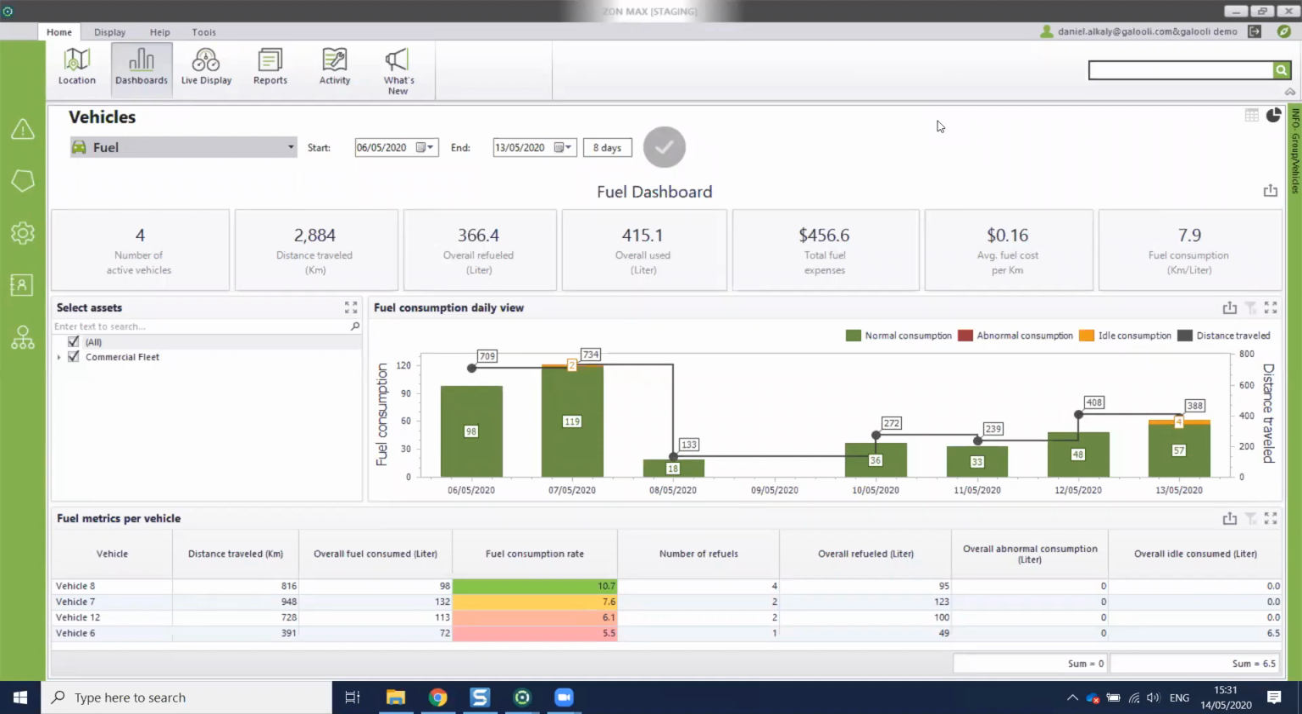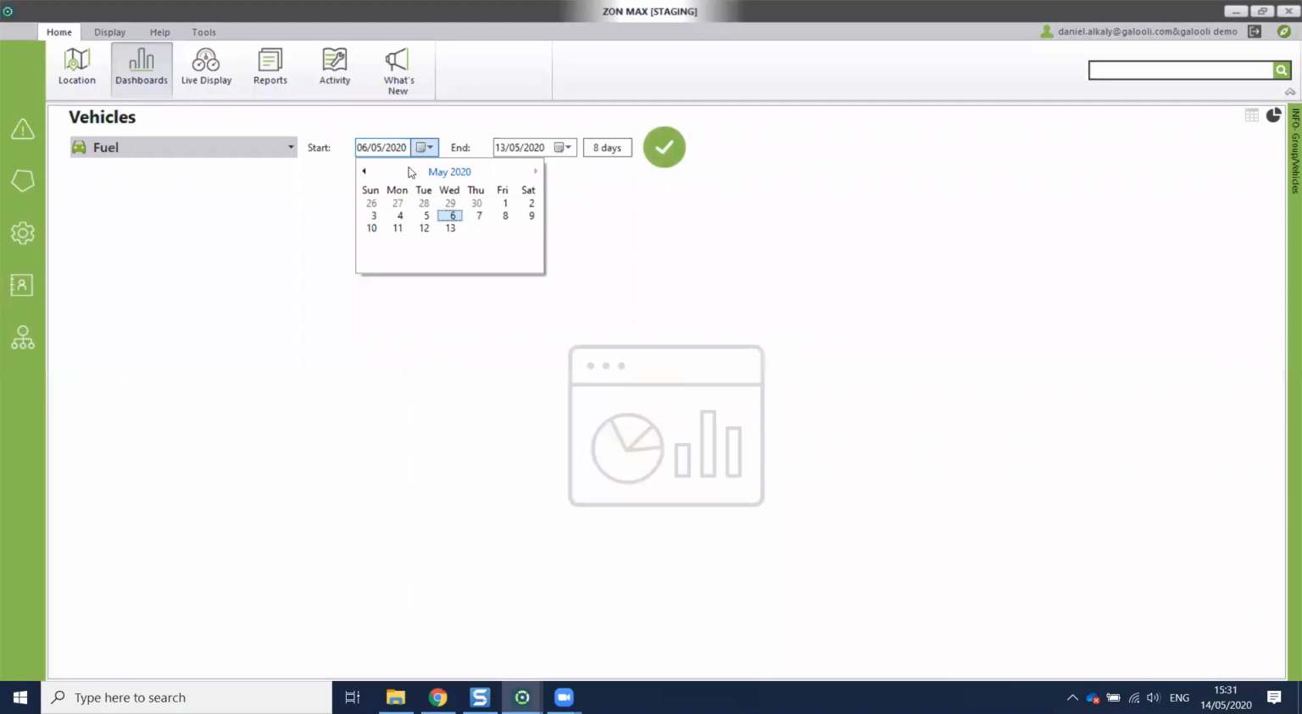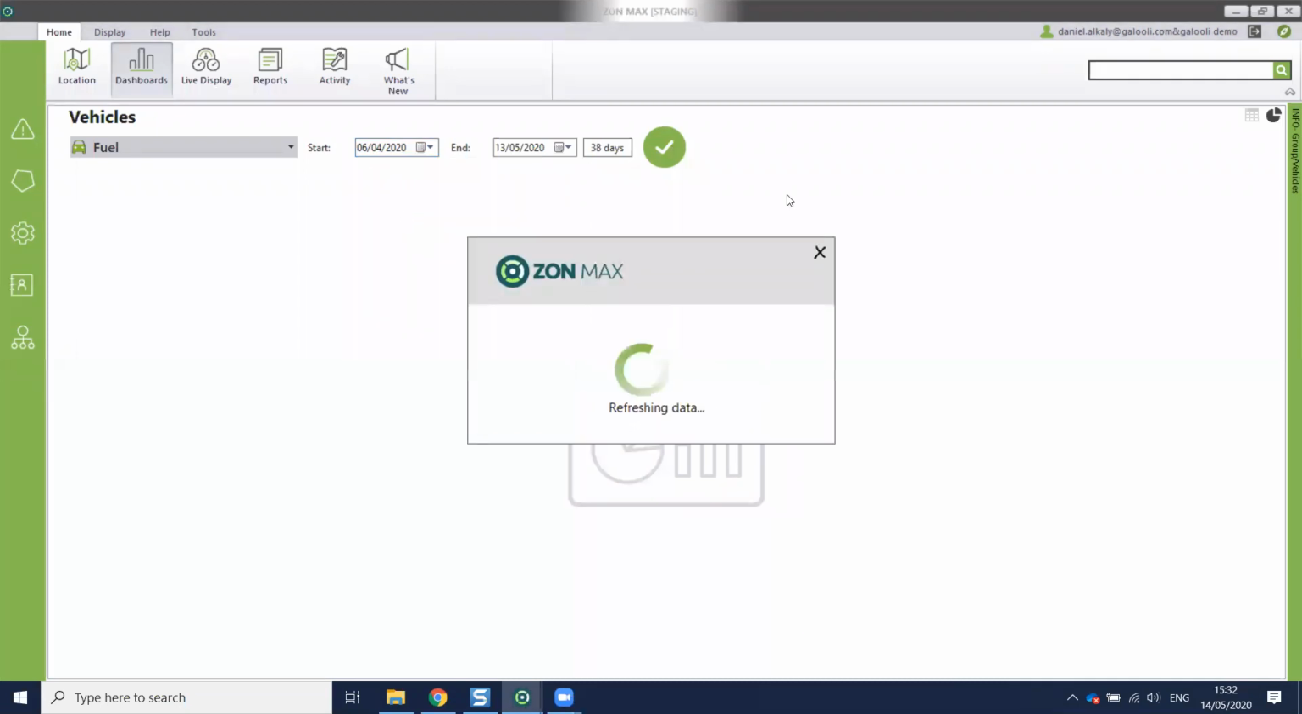Yes, everything we have here, all the dashboards, can be exported to Excel. I'll show that to you in a minute. I'd like to see a month of your fueling dashboard report. Okay. Let's give it a minute. It's going to take a minute to run.